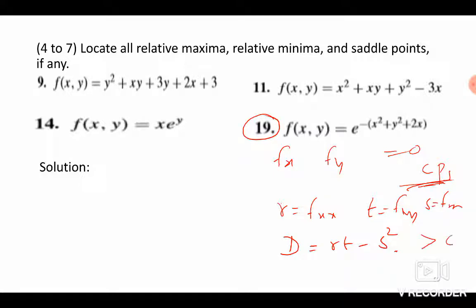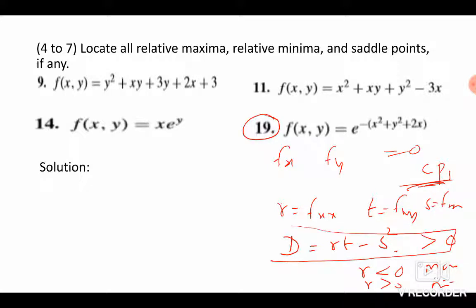If D is positive, then verify r. If r is negative, you get a maximum. If r is positive, you get a minimum. If D itself is negative, we call it a saddle point. If D is 0, we say no conclusion.